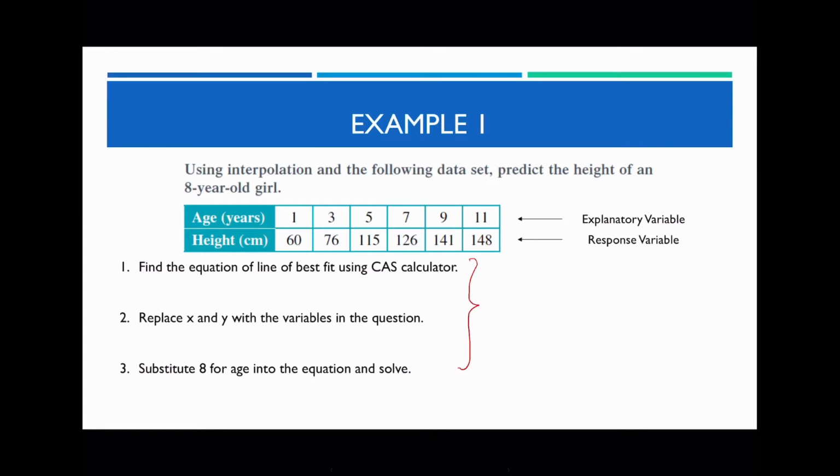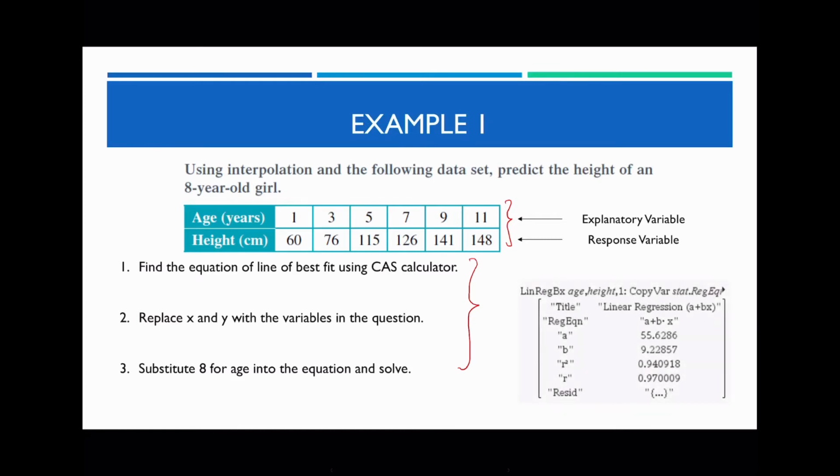What you do next is, after you've identified this, I need you to put these values inside your CAS calculator. Once you do that, then you can go to the calculator function, click on statistics, stat calculations, linear regression, and find out what is the equation for the line of best fit. If you do this successfully, this is the page or window that you should have, and these are the values associated with that. So as a result of that, your equation for the line of best fit should look like y is therefore equal to 55.6286 plus 9.22857x.